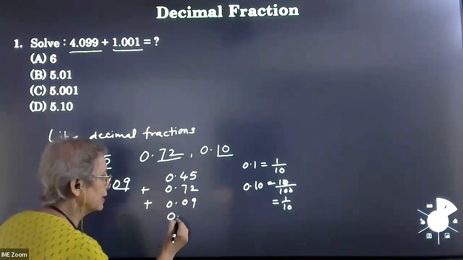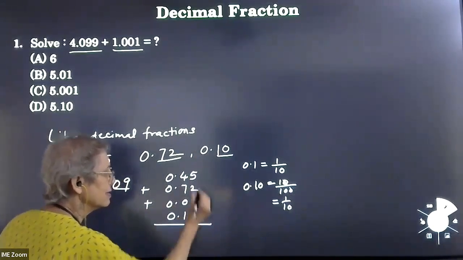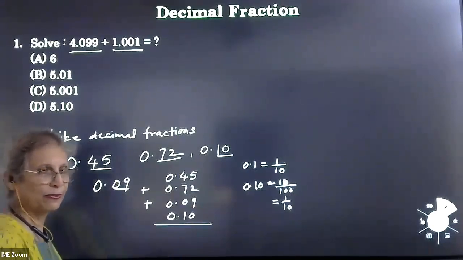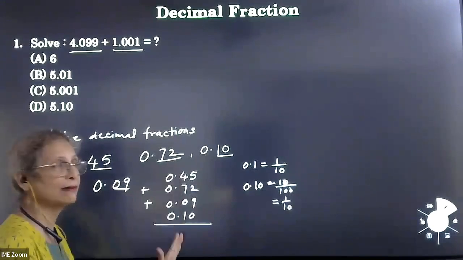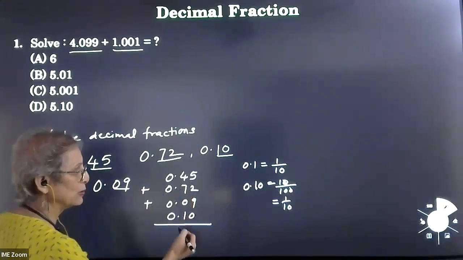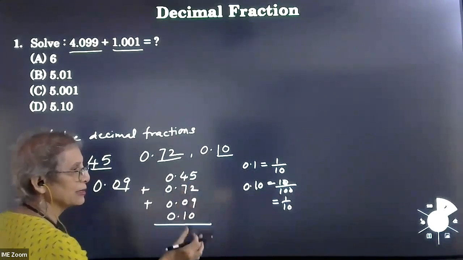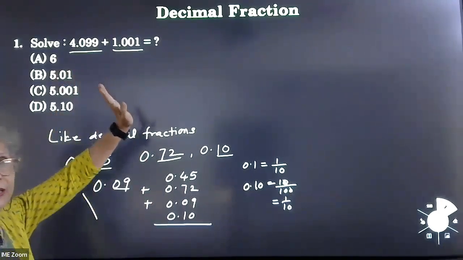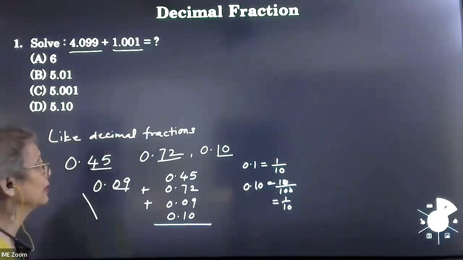And now I can add them together like this. Simply add them together. Carry over comes, take over here. It is simple addition. Only the thing is you should arrange the numbers in such a way that the decimal points come one below the other and the number of digits after the decimal point should be the same. In our first sum, they are already given like fractions, so simply add them together.